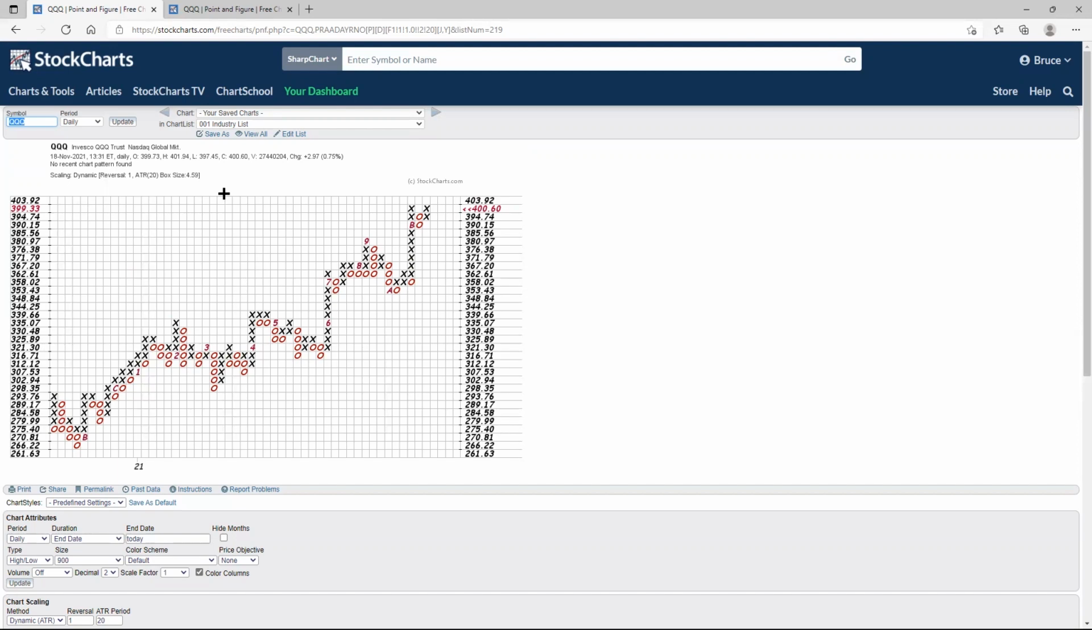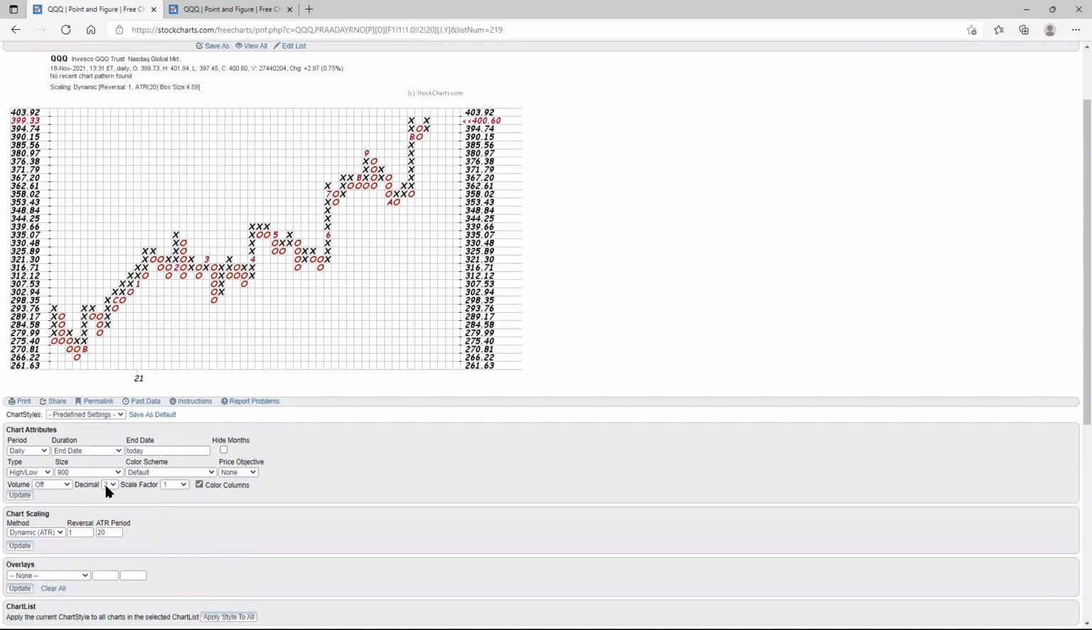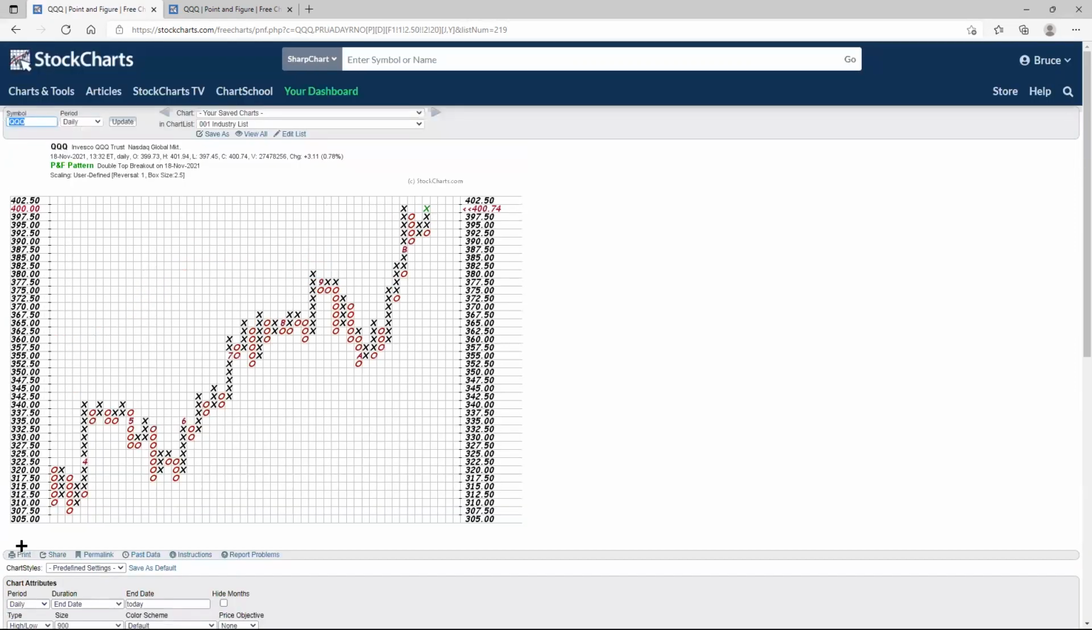And so what happens if we go from ATR scaling, it says it wants to be 4.59. We go to user defined here, see the box size, and let's say we want to change it to 250. Now we're going to get a lot more detail. Oh, and we're not going to see nearly as much information. This is going back to April. You can see the number 5 here. That's the first entry in May, first entry in June, and so on.